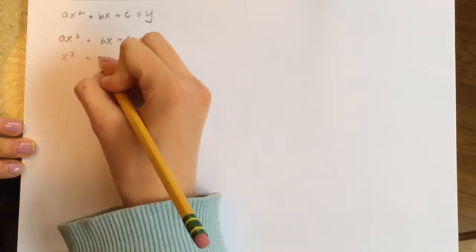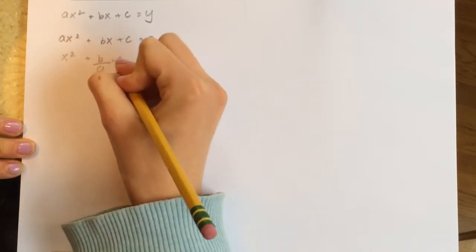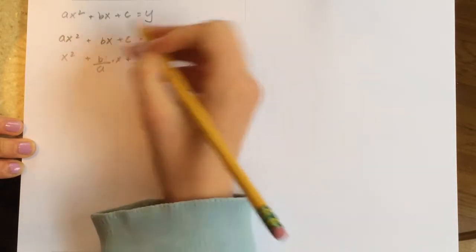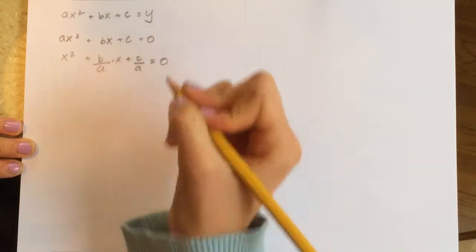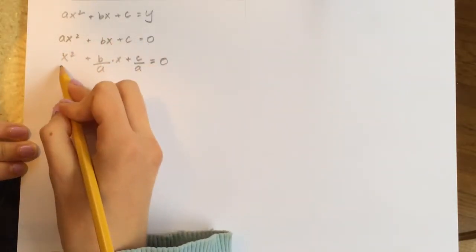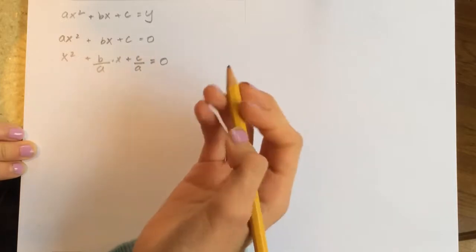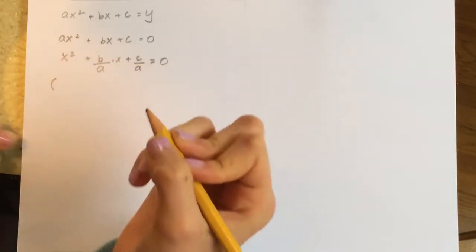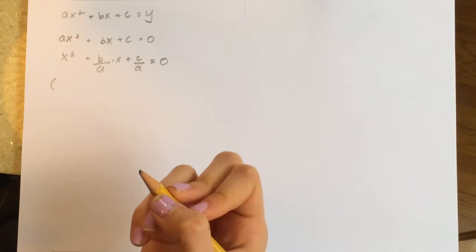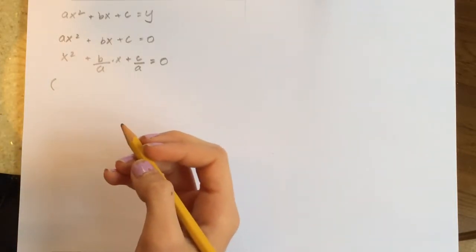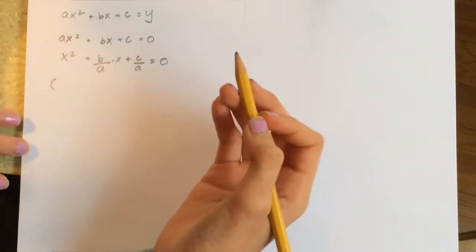So that's x squared plus b divided by a times x plus c divided by a equals 0 divided by a, which remains 0. So right now, we want to find the perfect square of x squared plus b divided by a times x. So we all know the formula (a plus b) squared, which is a squared plus 2ab plus b squared. And so this is basically what we're going to do.